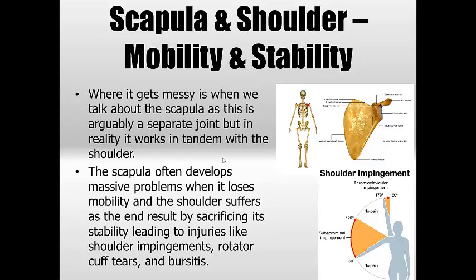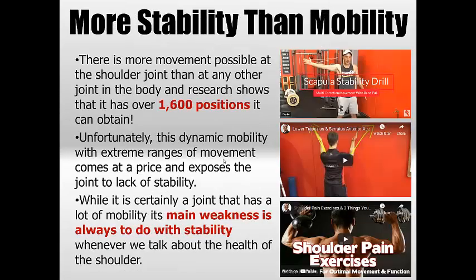It's hard to determine which is which. But at the end of the day, if the scapula doesn't move with its full range of motion of upward rotation in particular, you're always going to encounter trouble. So more stability than mobility is where there is more movement at the shoulder joint than any other joint. So it can basically get into about 1,600 different positions.